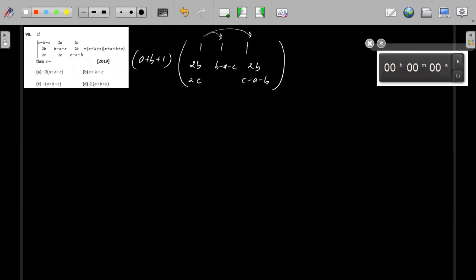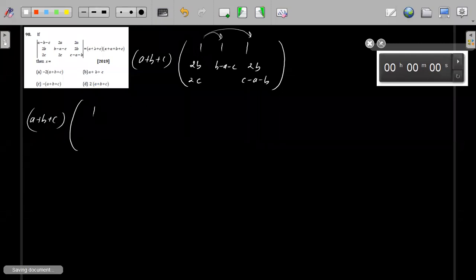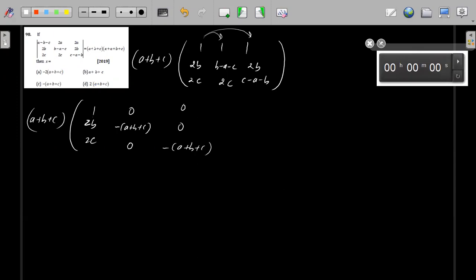Now I will subtract this with this with this. So this is A plus B plus C into, this will become 1, 2B, 2C. This will become 0. This minus 2B will become minus A plus B plus C. This was 2C, and this will become 0. If I subtract, this will become 0, this will be 0, this will become minus A plus B plus C. This much you have to do. This was equal to A plus B plus C into X plus A plus B plus C, right?